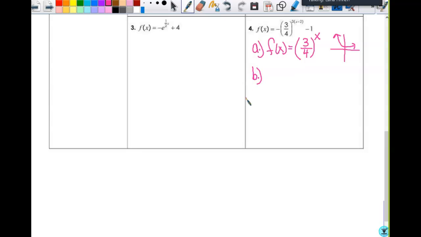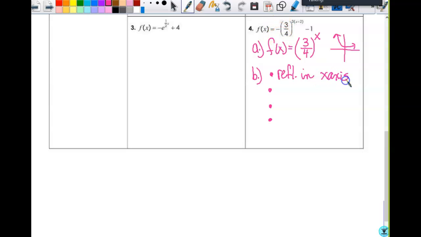Then I'm going to count them. I've got a negative, a 3, a 2, and a 1, so that's 4 things I need to talk about. This negative means I reflect. So this is a reflection in which axis? X or Y? X, because it's affecting Y, so it's a reflection in the x-axis.